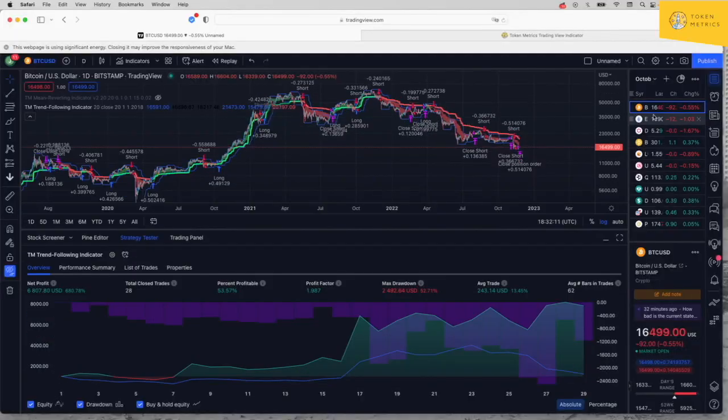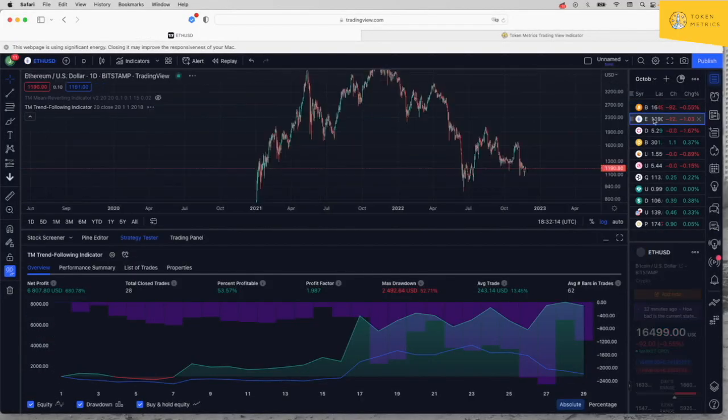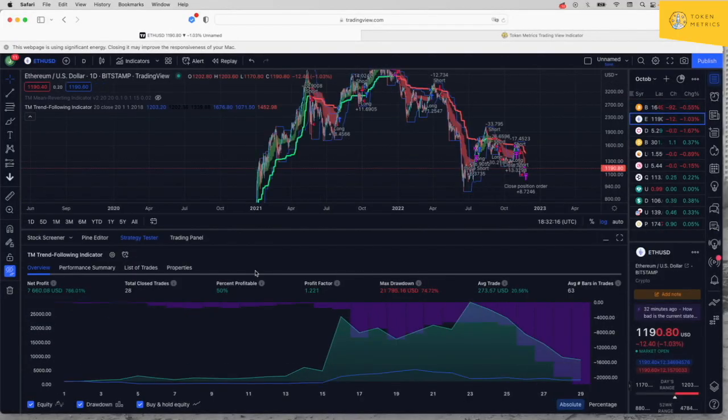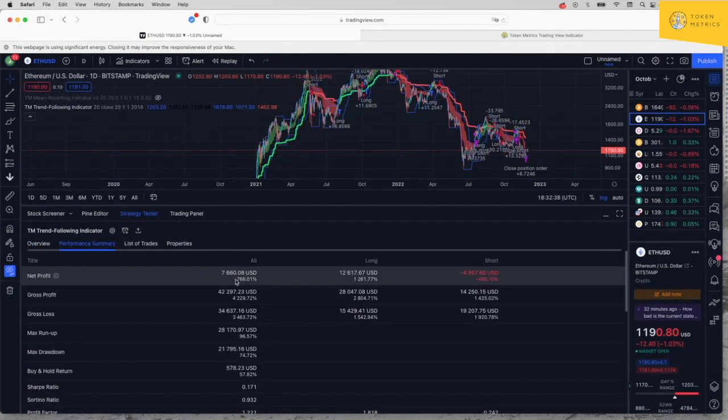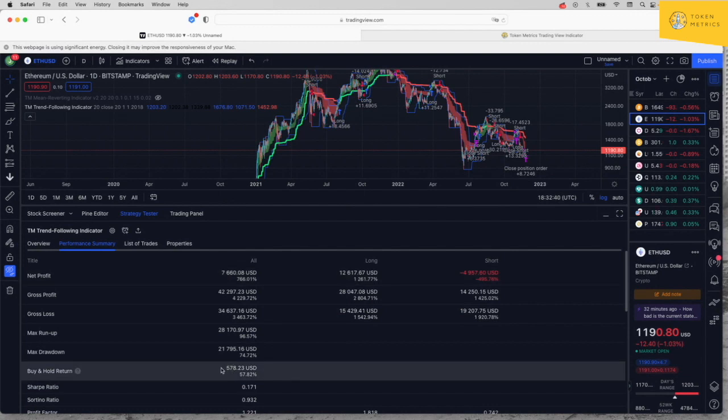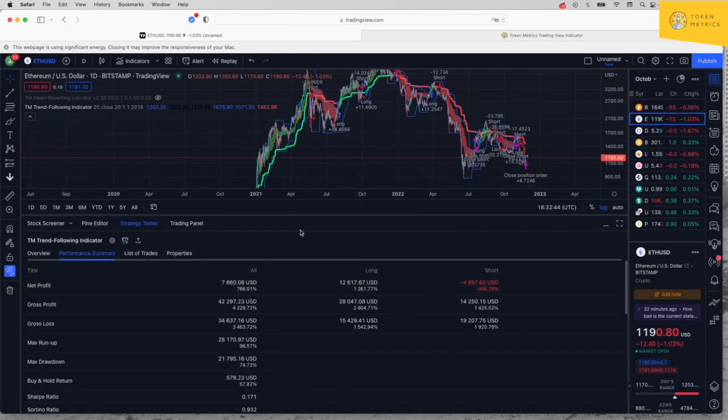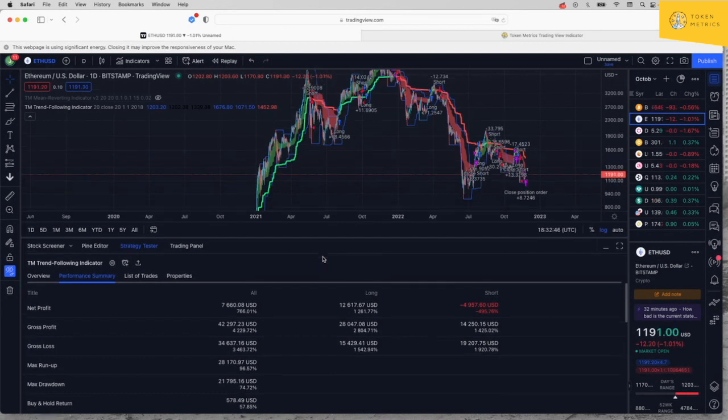And now let's look at other tokens and how this strategy would have performed. So if we look at Ethereum, profit factor is still 1.2, so that's not bad. We have a 760% overall performance. Max drawdown is relatively high, so we want to improve that in terms of risk management. But as you can see, we are strongly outperforming holding. The strategy return would have been 766%, and then the buy and hold return would have been about 50%. So we are strongly outperforming holding.